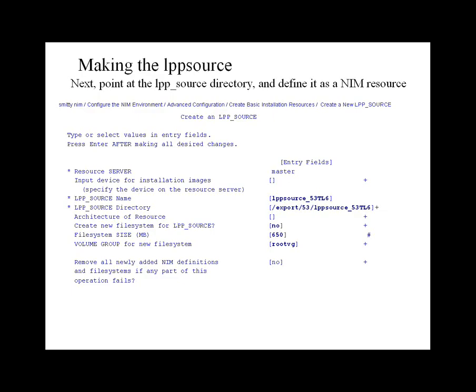LPP source name, I get to specify the name again. I like to name it in a way that I can look at it and tell what the content is. So 5.3TL6 in this case. What directory? Export 5.3 lpp_source_5.3TL6. And they're asking me here, do I create a new file system for the LPP source? And I'm saying, no, I already have it. And I'll go ahead and blank out the file system size and the volume group. I likely have this file system out in a non-root volume group. I have it out in a thing called a NIMVG, perhaps.